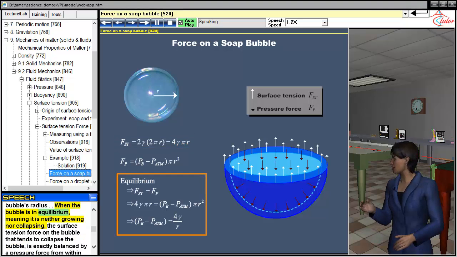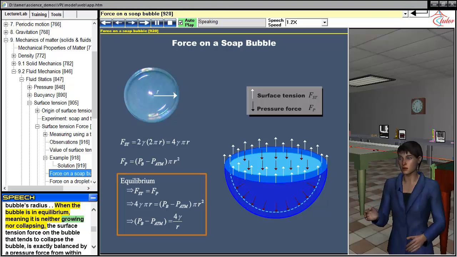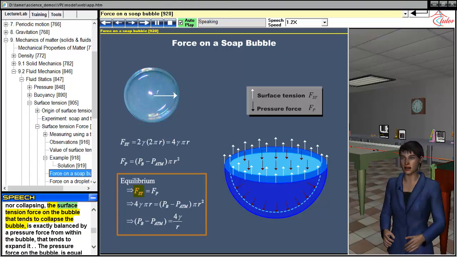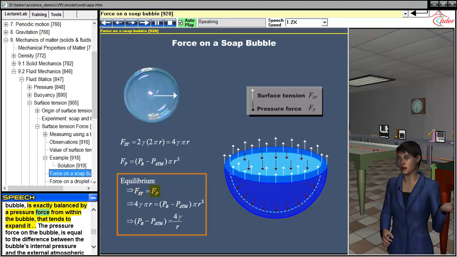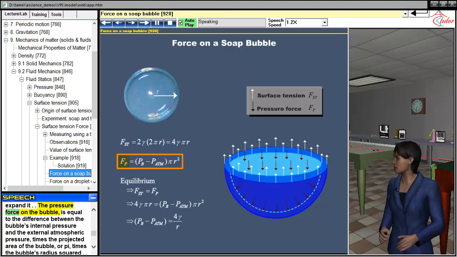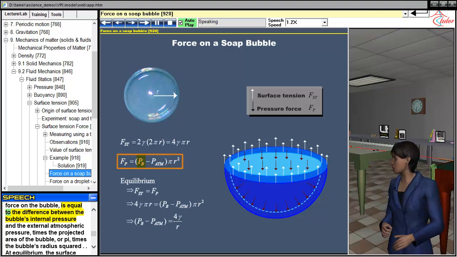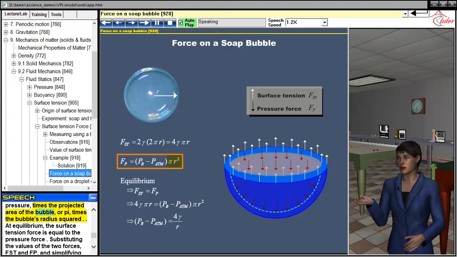When the bubble is in equilibrium, meaning it is neither growing nor collapsing, the surface tension force on the bubble that tends to collapse the bubble is exactly balanced by a pressure force from within the bubble that tends to expand it. The pressure force on the bubble is equal to the difference between the bubble's internal pressure and the external atmospheric pressure times the projected area of the bubble, or pi times the bubble's radius squared.